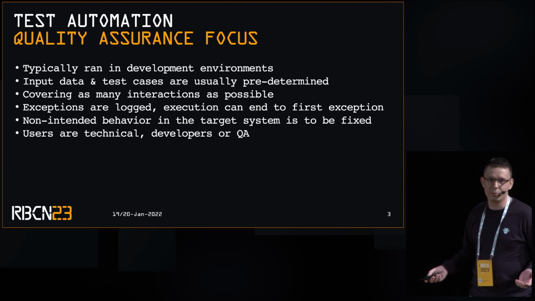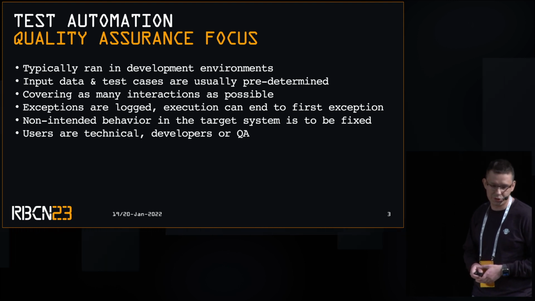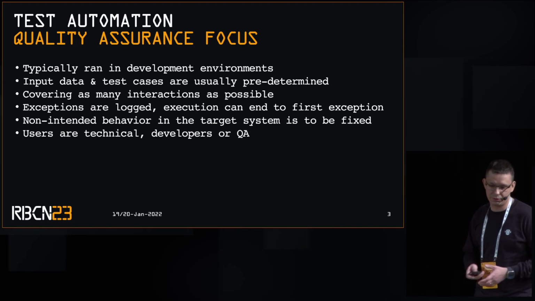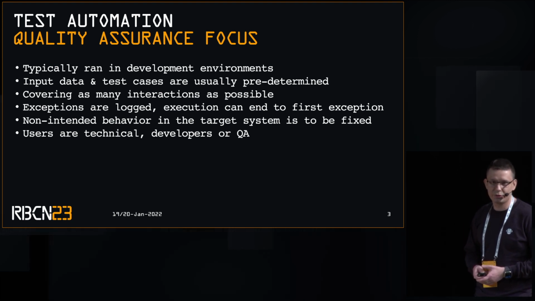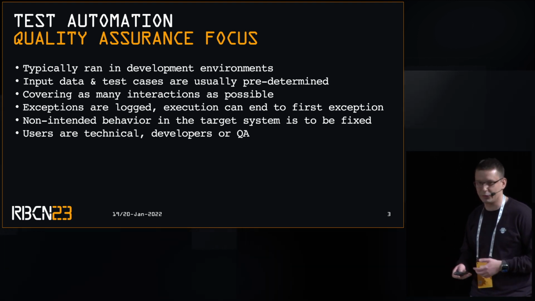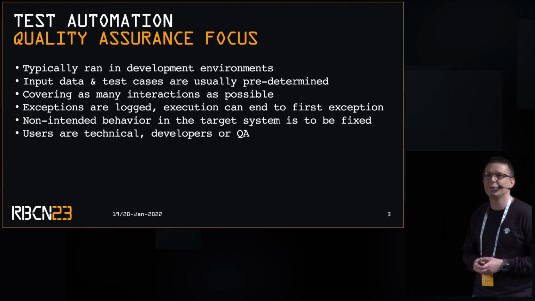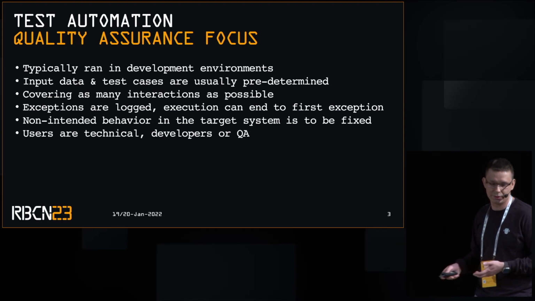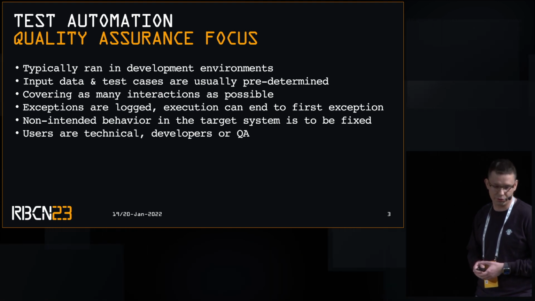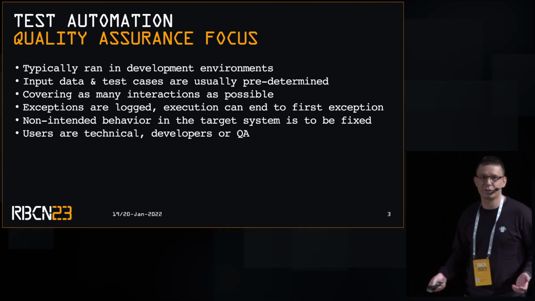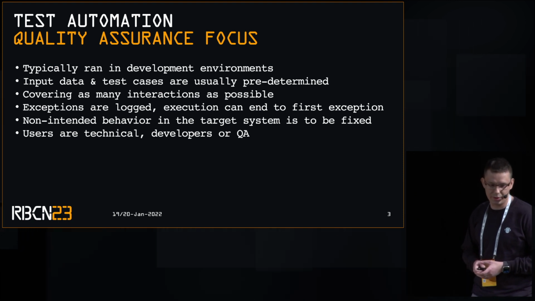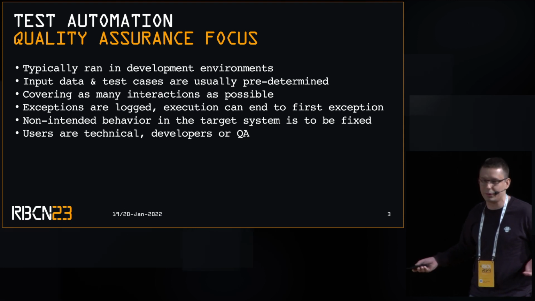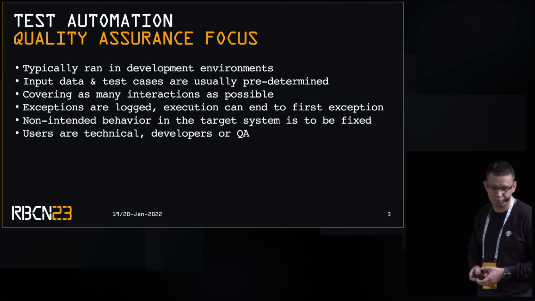And if you find bugs, there will be exceptions which are logged, but the execution of the test case could even end at the first exception. Also, you are trying to fix the target system. You are probably working with something that you can actually affect. So the end goal is to have no bugs in the target system. Also, the users who are using the test automation are usually very technical. That might be the developers themselves or maybe a different quality assurance team.